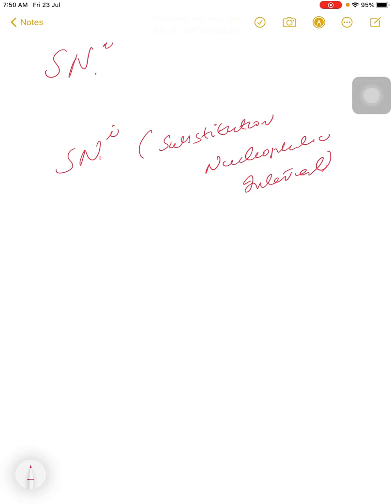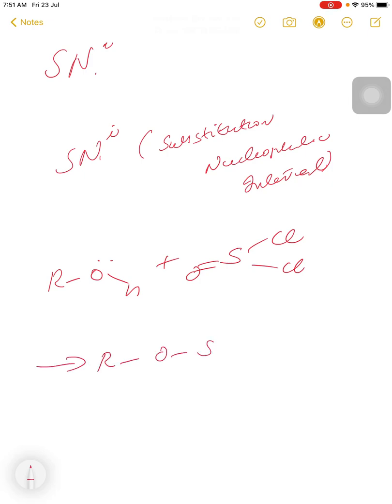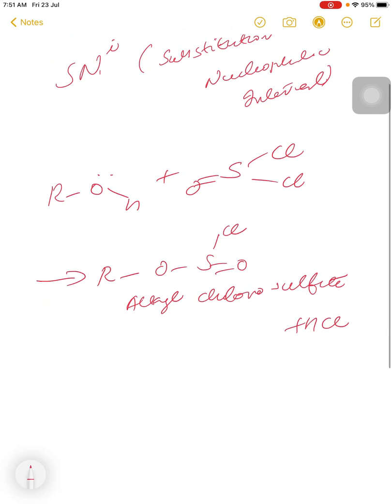alkyl chlorosulfite. How is alkyl chlorosulfite formed? Alkyl chlorosulfite is formed by the reaction of an alcohol with thionyl chloride, and what you get is RO-S double bond O-Cl. This is alkyl chlorosulfite. The byproduct is HCl.